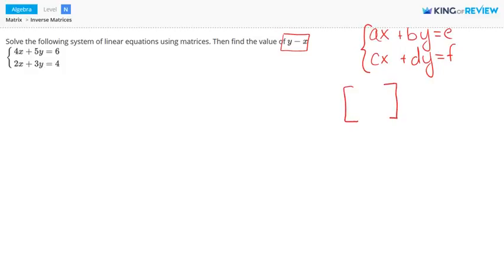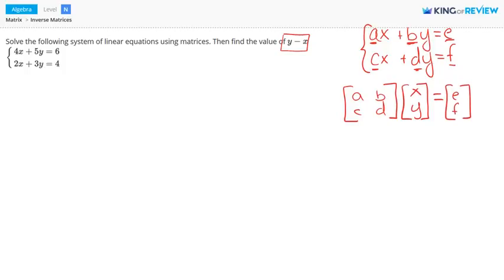So the first matrix is going to be the coefficient matrix. So the coefficients of our x and y terms, a, b, c, and d. In the next matrix, we put our variables, x and y. And this is equal to the constants, e and f.